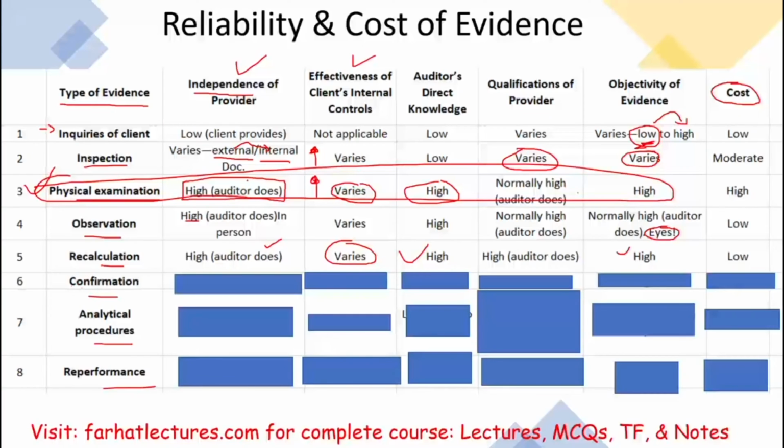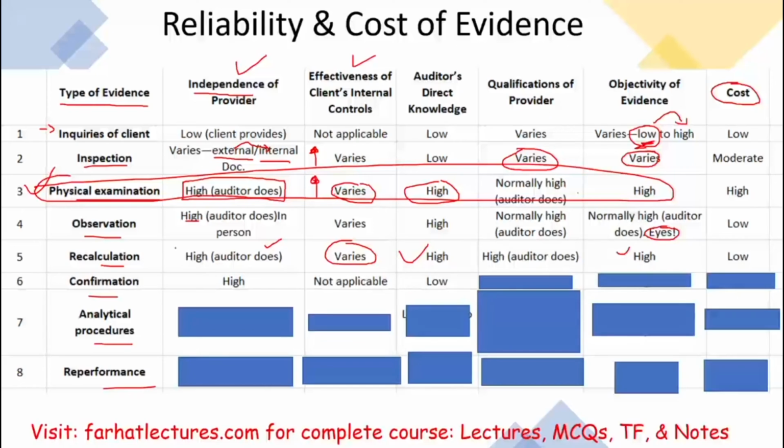Confirmation. The independence of the provider. Who's going to give you this confirmation? An outside party, the bank or the customer. Therefore, it's high. The effectiveness of the company's internal control is not relevant because it's coming from the outside. Now, the provider's internal control is relevant, but we're not talking about this. Auditor's direct knowledge, we really don't know anything about this. That's why we are requesting a confirmation.